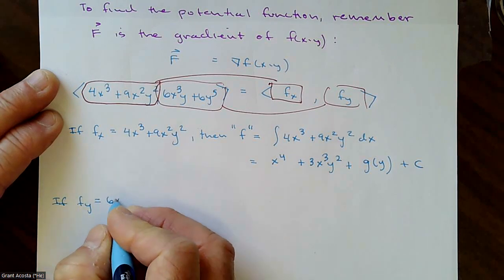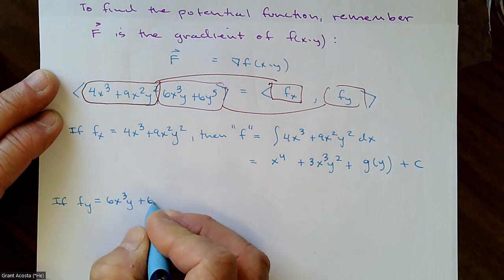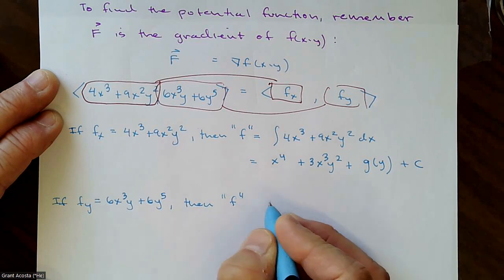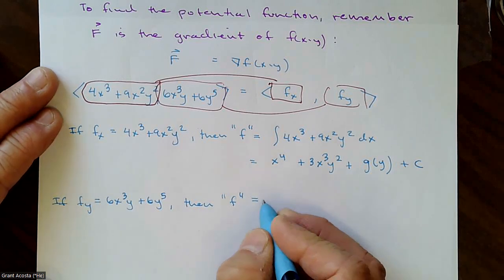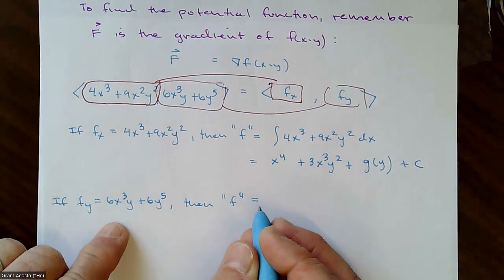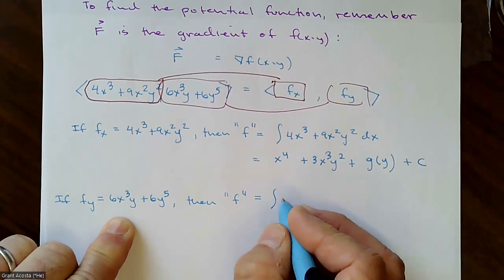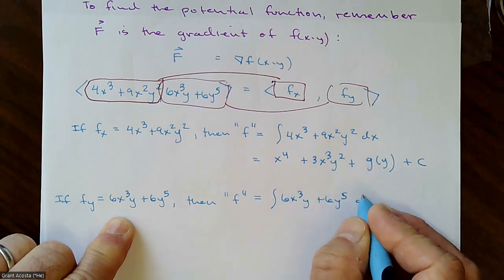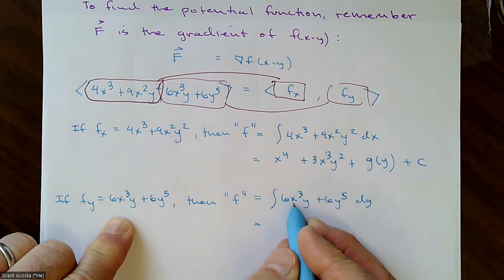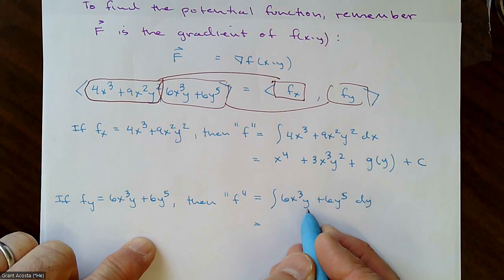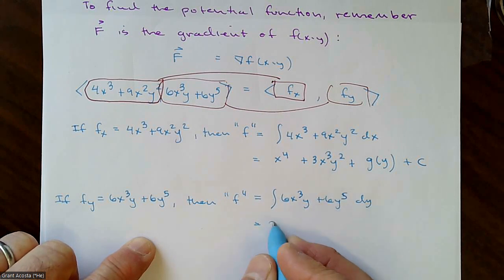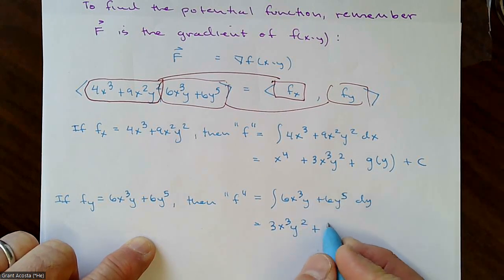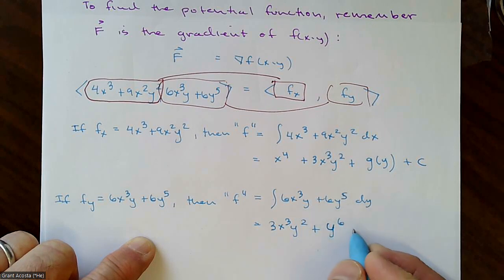If f sub y is 6x cubed y plus 6y to the fifth, then my, for now, temporary potential function, or possible potential function, if I integrate this with respect to y, x is constant, so this will be 6x cubed y squared over 2. The 2 is going to cancel. I'm going to end up with 3x cubed y squared. 6y to the fifth with respect to y is just going to be y to the sixth.